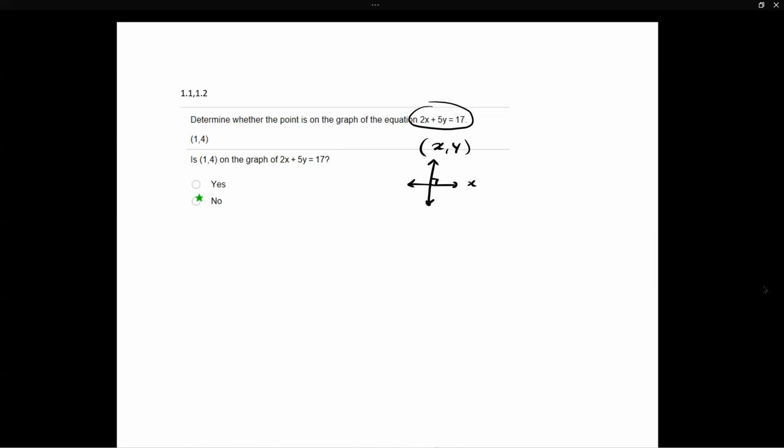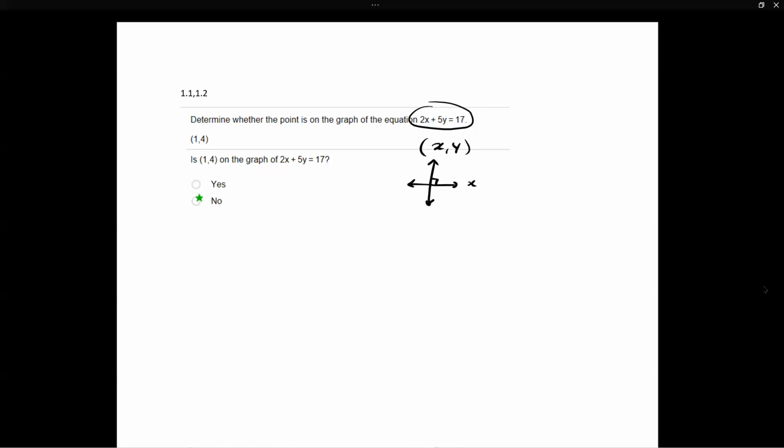So is the point (1, 4) on the graph of 2x + 5y = 17? And I put the answer here so you can also see. If you want to pause the video before I try it, you can, and see whether you get the matching result. If you do, then you forward the video and move to the next one. If there is somewhere where I talk about something in the video that is not directly relevant to the question, then I will put a note and you'll see it.